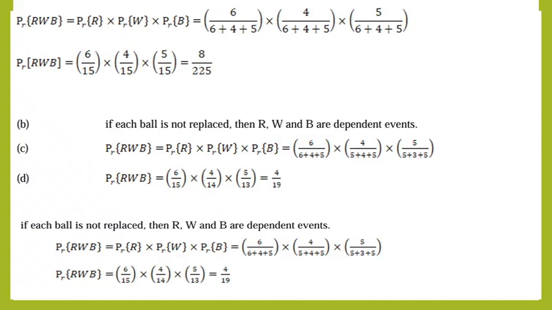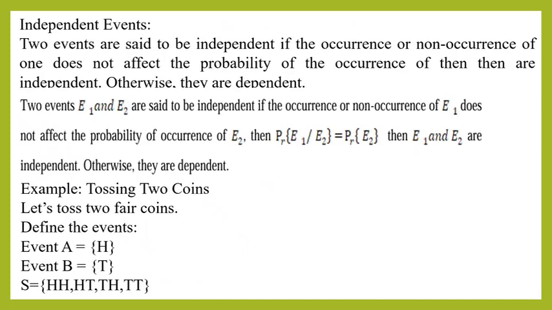Then C, the probability of red, white and blue if they are replaced, is the probability of red times the probability of white times the probability of blue, which is 6 plus 4 plus 5. Then we do for red, white, and we do for blue. That will give us 6/15 times 4/15 times 5/15, which will give us 4/19. If each ball is not replaced, then red, white and blue are dependent events. So we estimate for that. That also will give us 4/19.